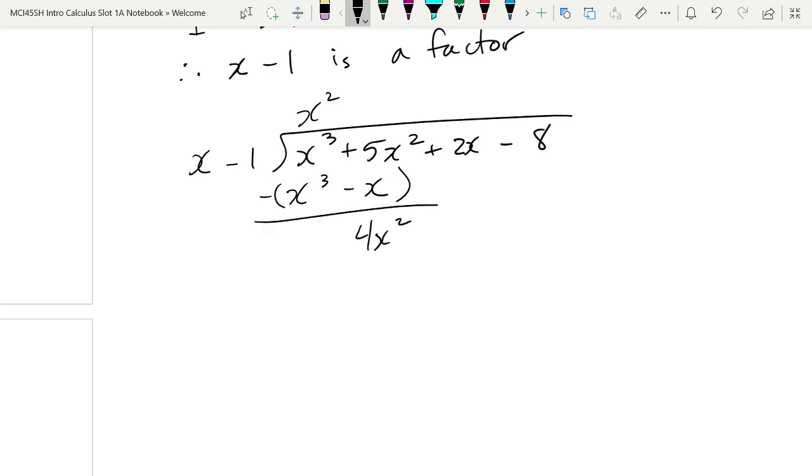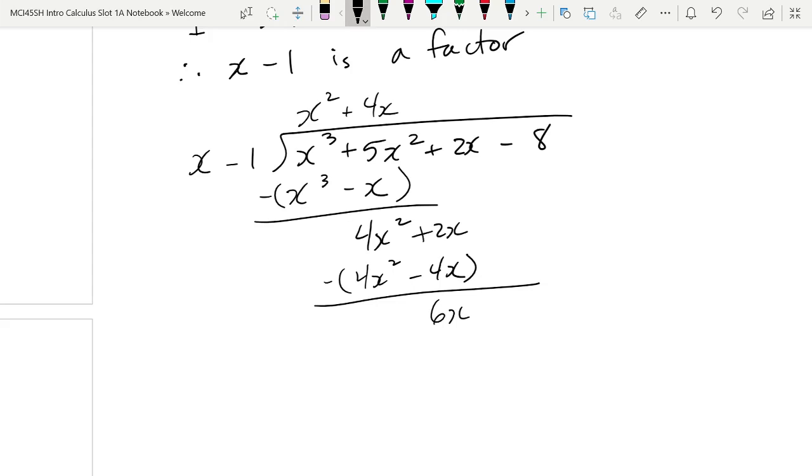4x squared is the remainder, bring down a 2x. What do I multiply x by to get 4x squared? 4x. And multiply by the -1. And again, when your grade 12 teacher shows you this, act surprised so you don't disappoint them. 2x's minus -4x's is 6x's.